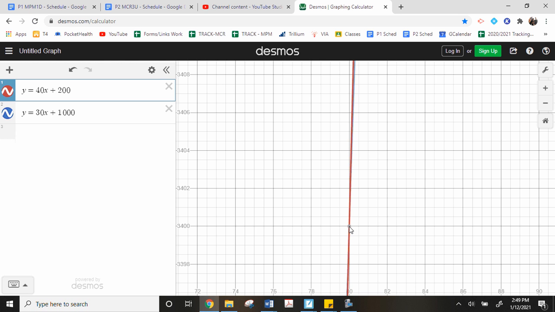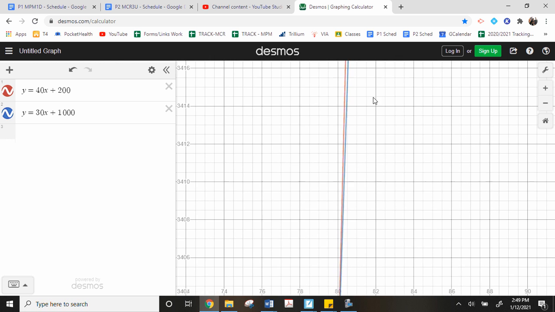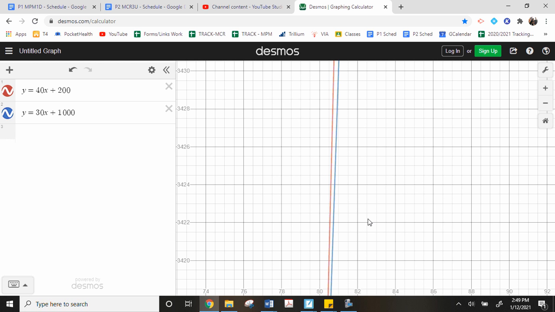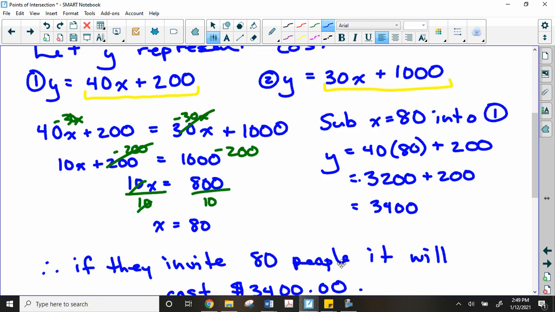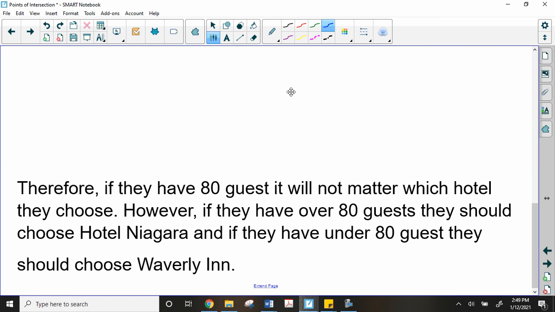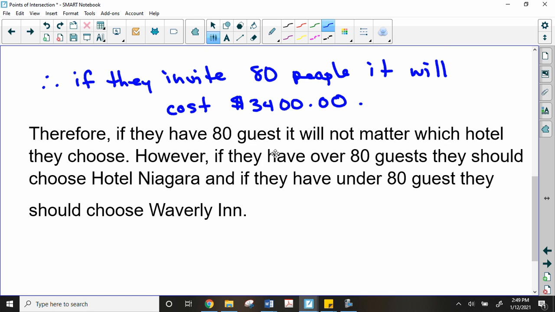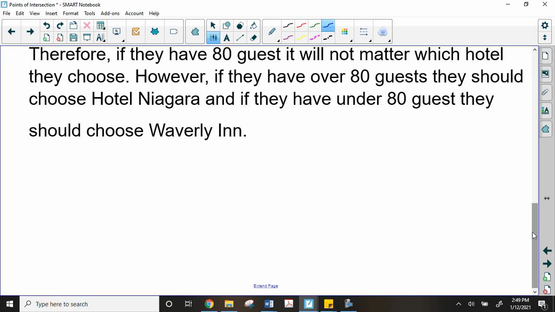And as we go past the point of intersection, you can actually see that blue now is the line on the bottom and red is the line on the top. So it's more expensive to go with Waverly after 80 people than it is with the Niagara. So that's what this says down here. If you have 80 guests, it doesn't matter where you go because it's going to cost the same. If you have over 80 guests, you should go with Hotel Niagara because it's cheaper in the long run. And if you have under 80 guests, you should stick with Waverly Inn. Okay.